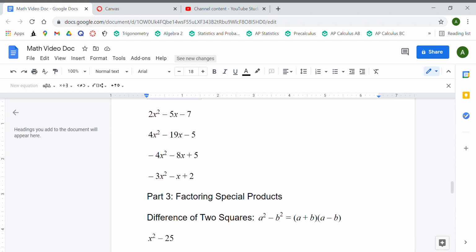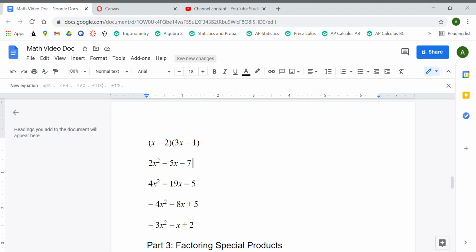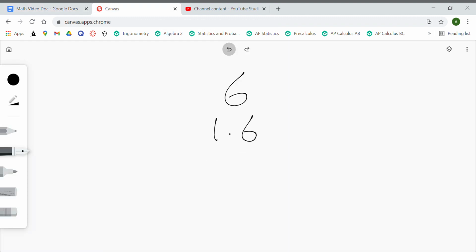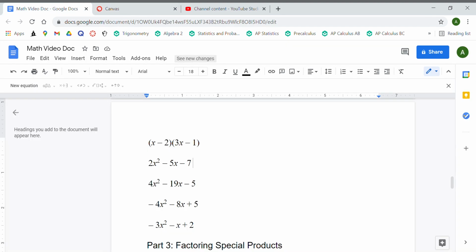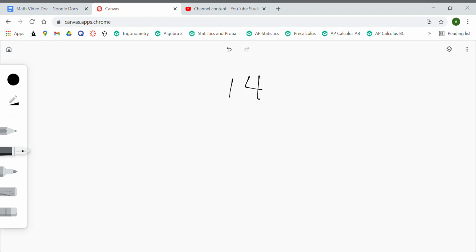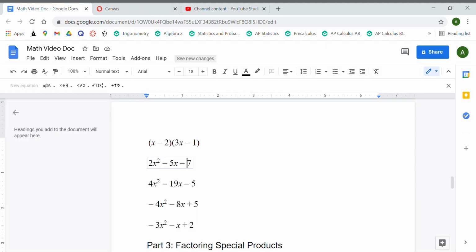Alright, so now we're going to try something else. We have 2x squared minus 5x minus 7. Notice that our c value is negative now. We still need to multiply a and c together, and 2 times 7, doesn't matter the sign, we're just going to multiply them together. So it's 14. And we are looking for the factors that subtract to 5, subtract because the c value is negative. 1 and 14, 2 and 7. 2 and 7 subtract to 5.